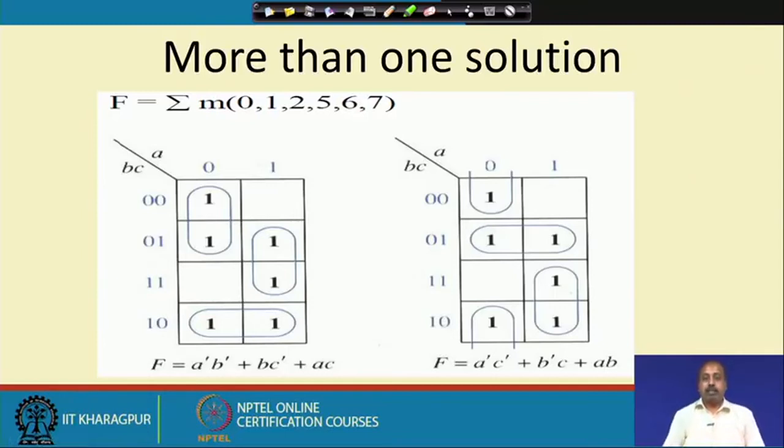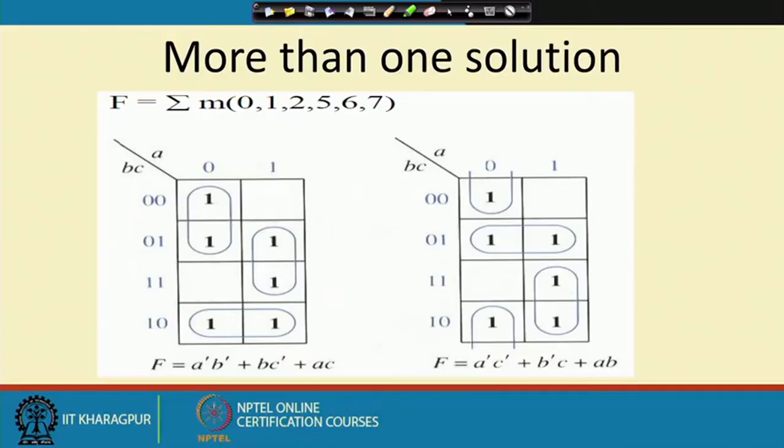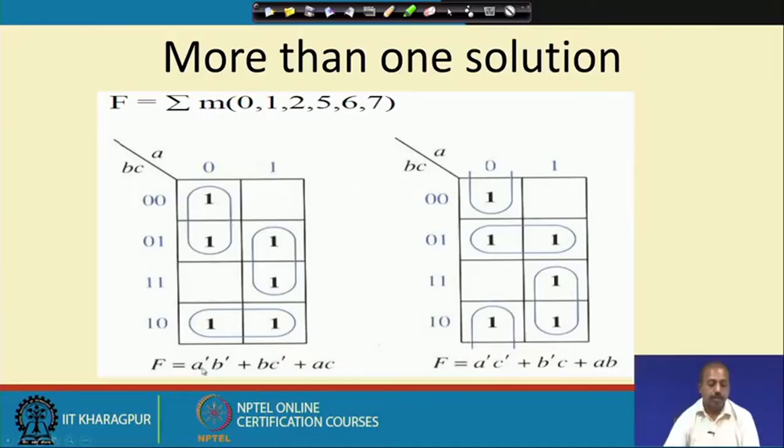As far as the implementation is concerned, both of them are equally costly. Here the number of literals is 1, 2, 3, 4, 5, 6, and here also the number of literals is 1, 2, 3, 4, 5, 6. The number of terms in both expressions is also the same: there are 3 terms here, and here also there are 3 terms. So these two expressions are perfectly similar.